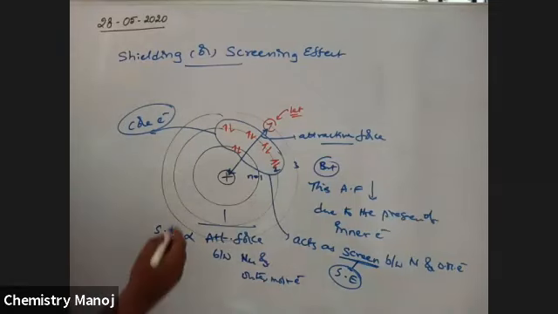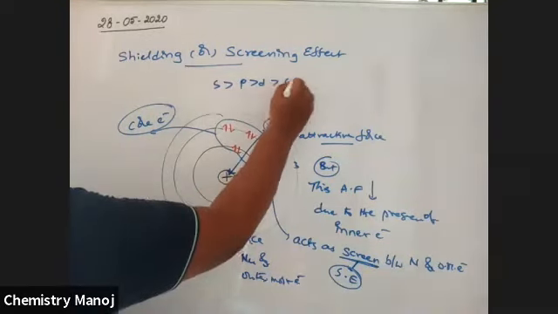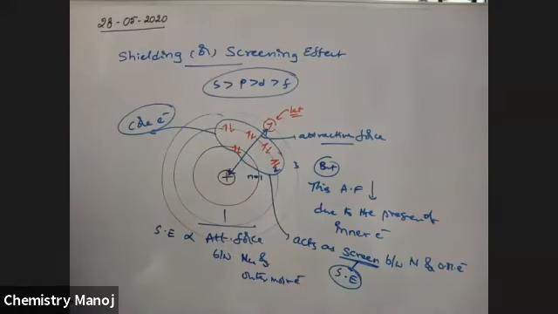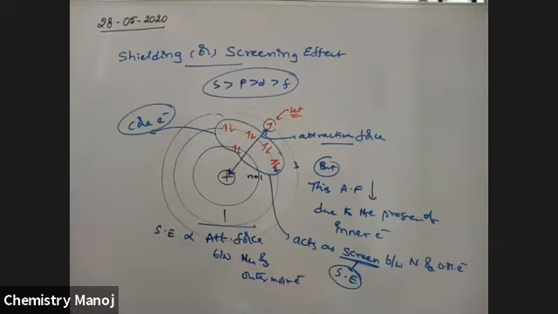The screening effect order is s greater than p greater than d greater than f. S electrons give more screening effect than p, p more than d, d more than f. That is the shielding effect, the order for different orbitals. Electrons present in those orbitals give that particular order. That is the screening effect order or shielding effect order.